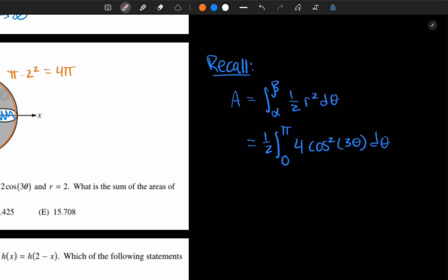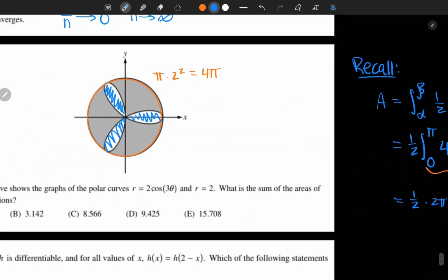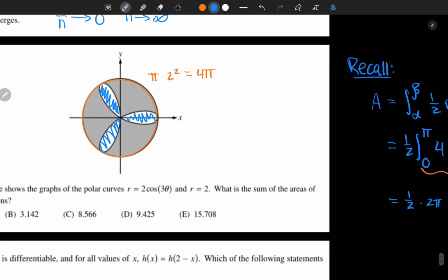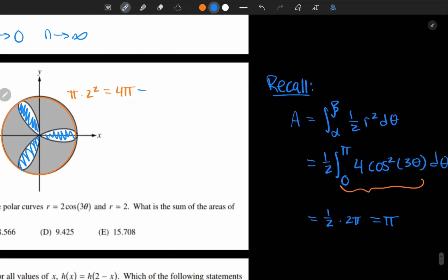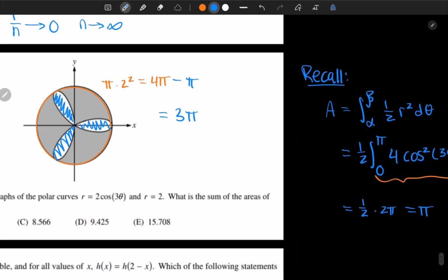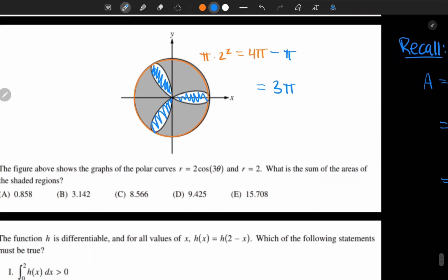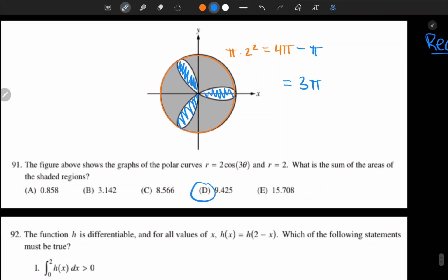So, using our calculator for this integral, we see that this becomes 1/2 times 2 pi, which is equal to pi. So, the shaded region here is equal to the orange area minus the blue area, which is pi. So the answer here is 3 pi. And plugging 3 pi into our calculator, this gives us D.